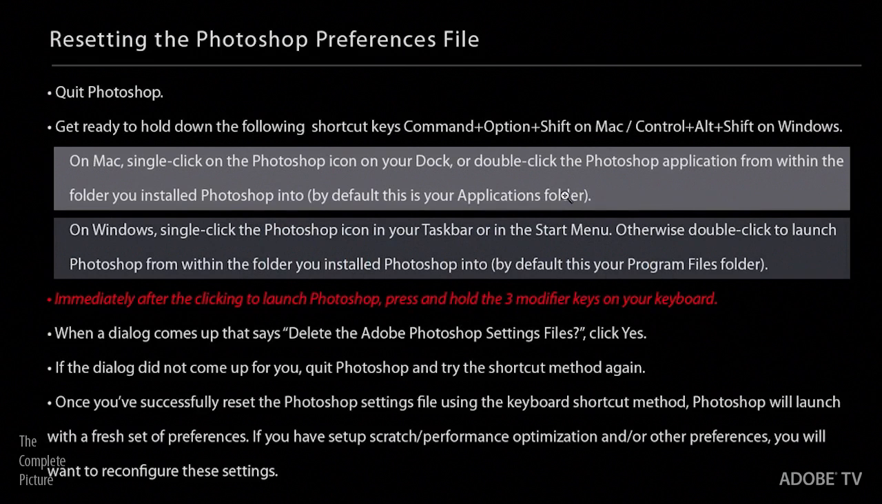All right, again, if that dialog box does not come up, you're going to need to quit Photoshop and try that shortcut method again. But once you have successfully reset those settings using the keyboard shortcut method, then you'll have your new set of preferences, and you can determine whether or not the preferences were causing the issue. And just another reminder, of course, if you did have preferences such as your scratch disks or other preferences for type or anything, you'll need to reset up those preferences, because obviously we've just replaced them with a clean set.